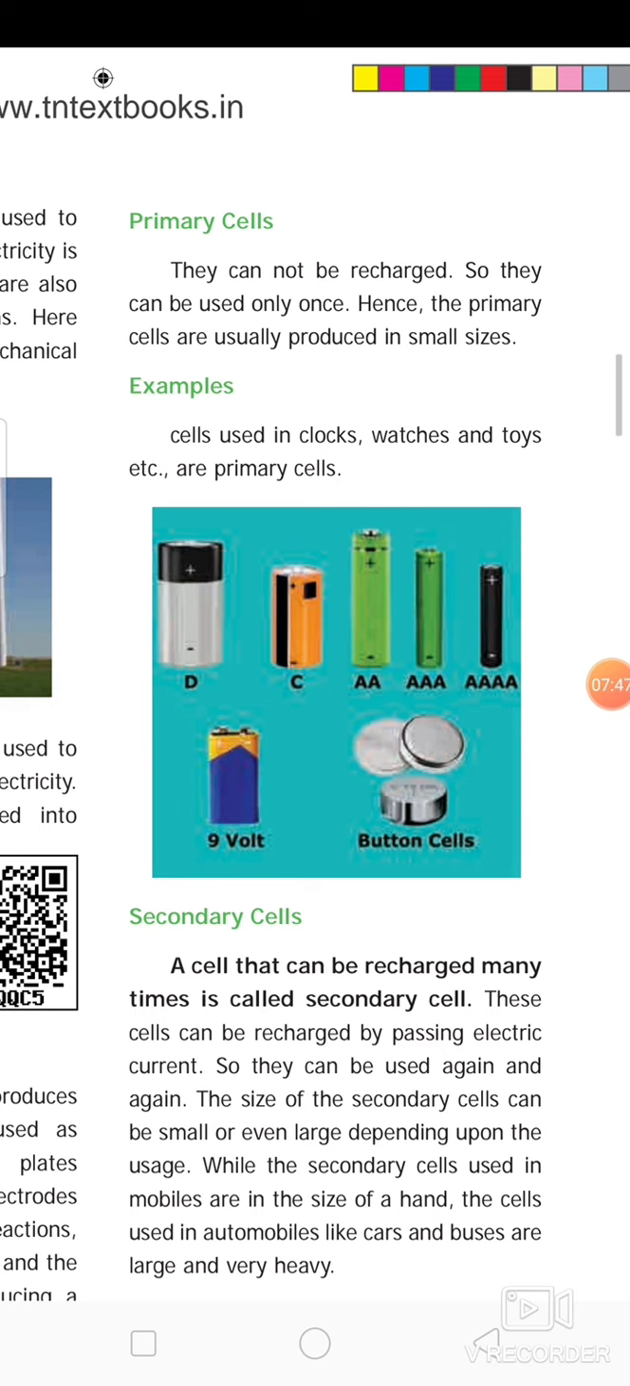Hence, the primary cells are usually produced in small size only. Example, cells used in clocks, watches and toys etc. are primary cells. What about secondary cells?